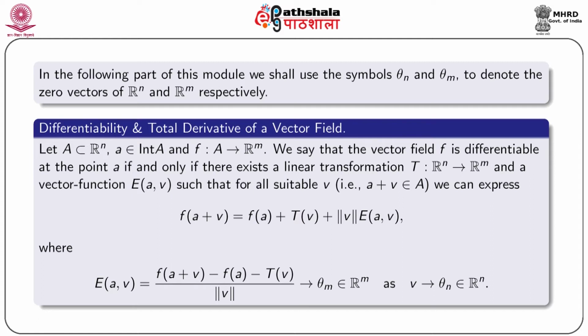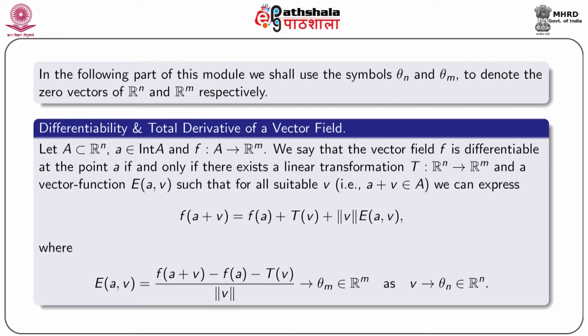We say that f is differentiable at the point a if and only if there exists a linear transformation T from Rn to Rm and a vector function E_a(v) such that for all suitable v, that is a plus v belongs to A, we can express f of a plus v equal to f of a plus T v plus norm v E_a(v), where E_a(v) tends to the 0 vector of Rm, which we denote by theta m, as v approaches theta n, that is the 0 vector of Rn.